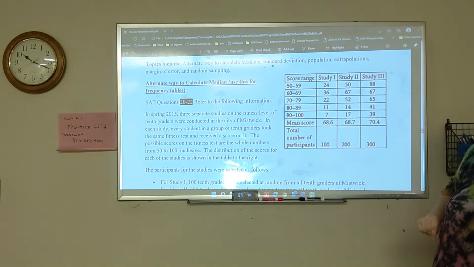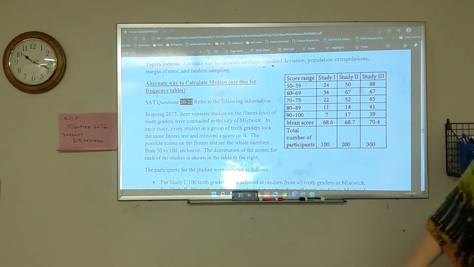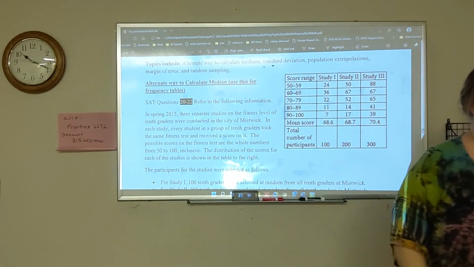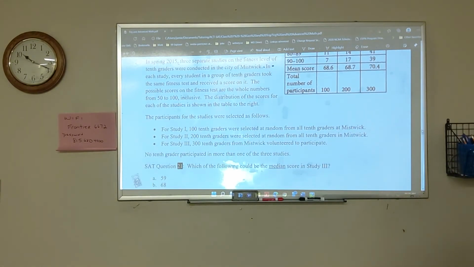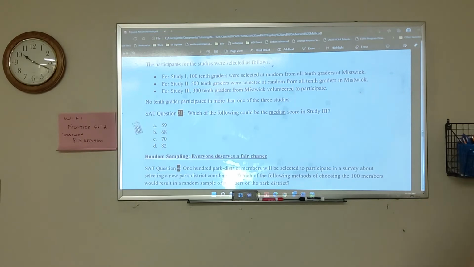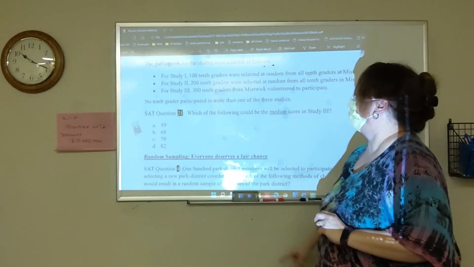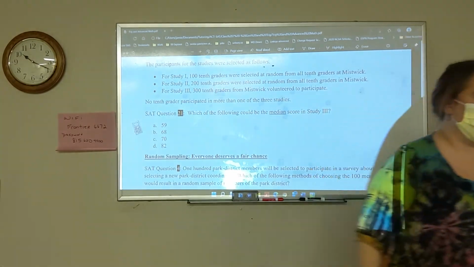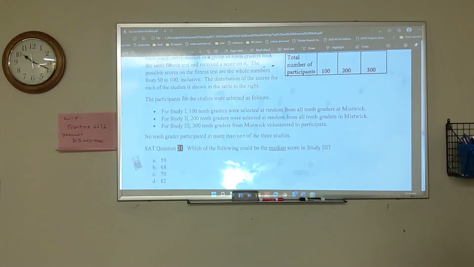Let's look at this guy. So I'm not going to read through all this. There's a whole bunch of information here that we honestly don't really care about. It's just garbage. Here's our question. Which of the following could be the median score in study 3? Okay, so we're looking for the median in study 3.